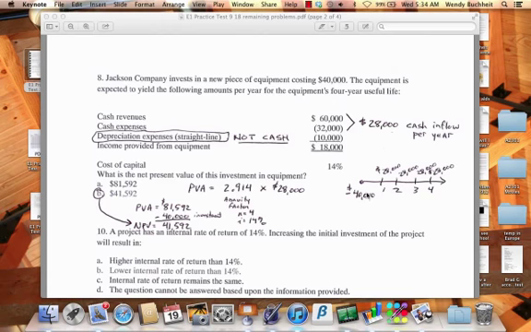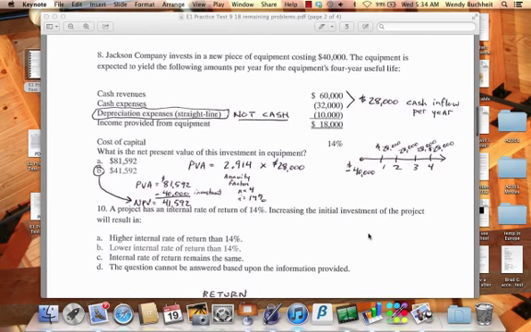If you spend 40 grand now, you'll get 28,000 for 4 years. Going to the table, you need a factor from the annuity table where n equals 4, i equals 14%. That factor is 2.914. Multiply it by the 28 grand. Here's something to note. Talked in class about reading carefully. This problem asks for net present value.